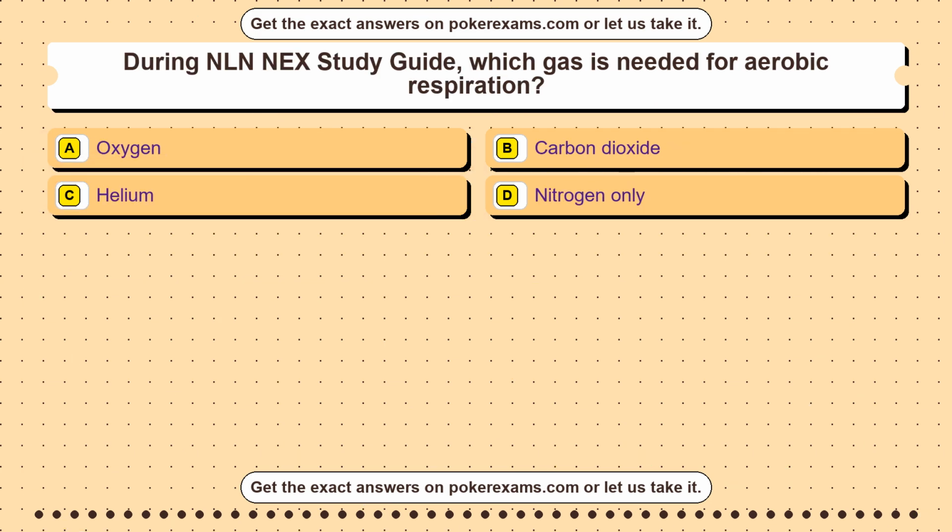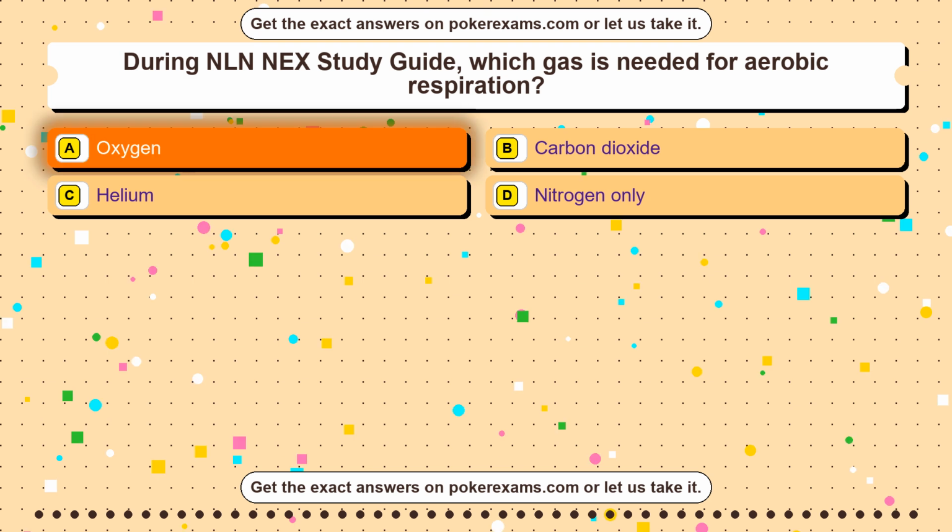Question 21. During GED scientific method practice, which operation undoes multiplication by 5? Option A divide by 5. Option B add 5. Option C subtract 5. Option D multiply by 10. The correct answer is option A.